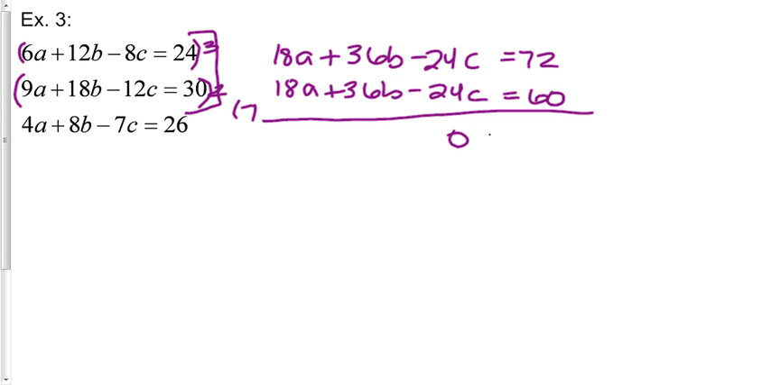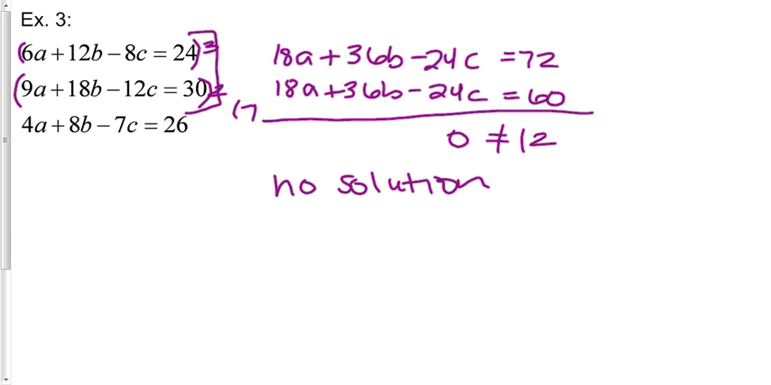I get 0 equals, but on the right side this time 72 and 60 are not the same, so when I subtract I get 12. Now there's a difference. On the last example we got 0 equals 0 and they were the same line. These are not the same line, however. Every variable gets eliminated here and I get an equation that's not true. 0 does not equal 12. And so what happens here is you know that there's no solution.